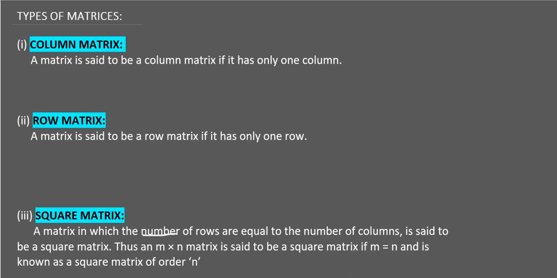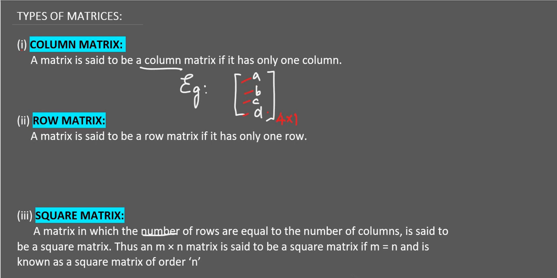Column matrix, as the name indicates: a matrix is said to be a column matrix if it has only one column and any number of rows. For example, we take the elements a, b, c, d. How many rows does it have? First row, second row, third row, fourth row. So it has 4 rows and only one column. So the order of the matrix is 4 by 1.